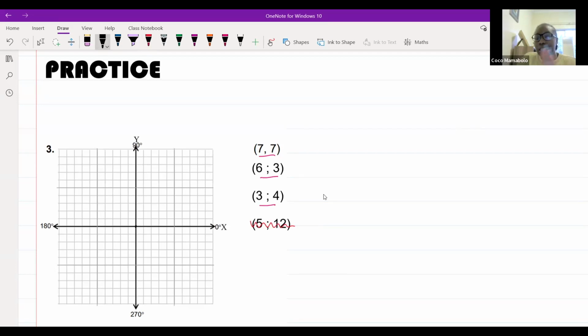I'll take it slowly. Let's name this first one number one. If I had to plot 7 and 7, 1, 2, 3, 4, 5, 6, 7, I'm going to go up again. There is my coordinate 7, 7. I know that the shortest distance, just as a vector, from the origin to there would be in a straight line, like that.